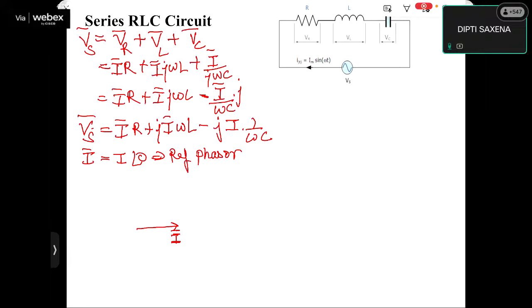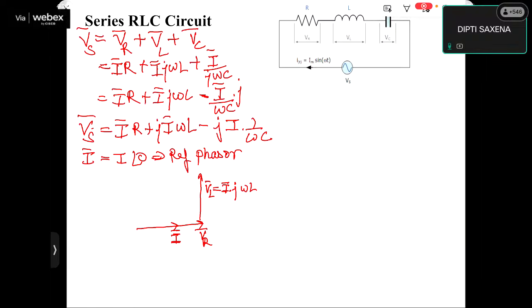Okay, let it be. I'll draw with the same ink. So let it be VR. VR will have the same direction as that of IR. Now what we have to add to VR? We have to add VL and VC. What is the direction of VL? The direction of VL is j multiplied by the direction of I, that is anti-clockwise. This is the direction of VL. VL is equal to I into j into omega L.